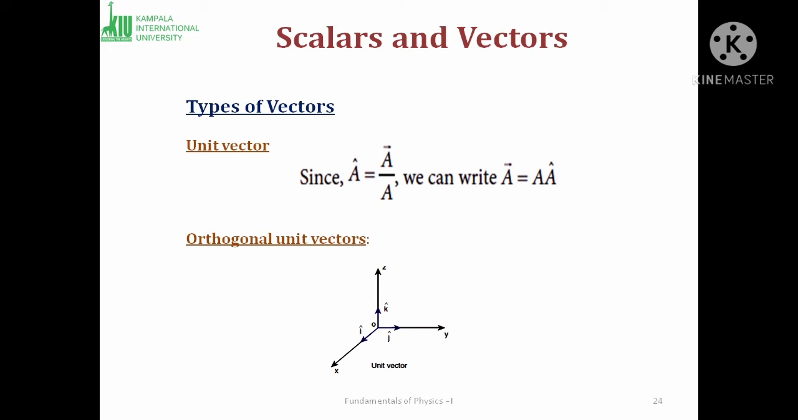This is called A cap. A cap is equal to A vector divided by A. From this, A vector is equal to A times A cap, right?